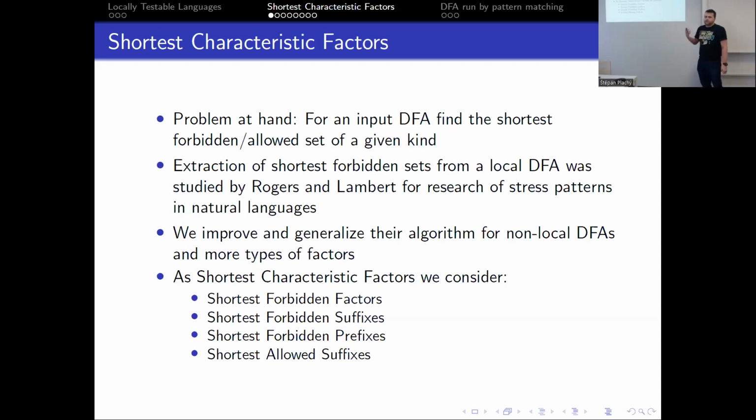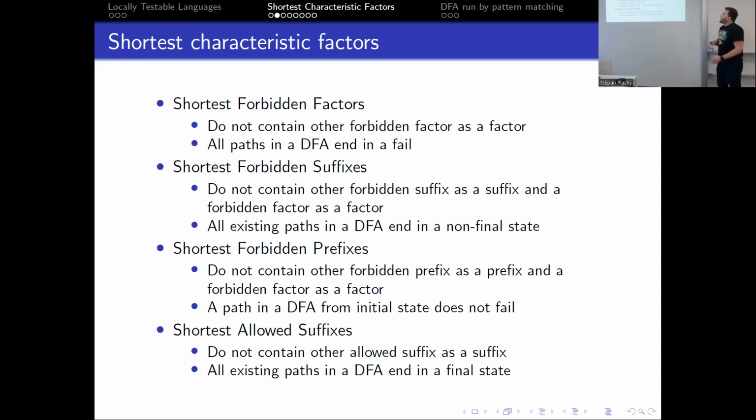we can characterize it using automata, basically that it has to be something that will end in a final state. And from that, the empty string might not be sufficient to end in a final state in every single case. But in the other cases, it's kind of hard to characterize something like that. And the allowed suffixes are going to be useful for the second part, which is the run of the automaton. So how do these kinds of factors behave in an automaton?